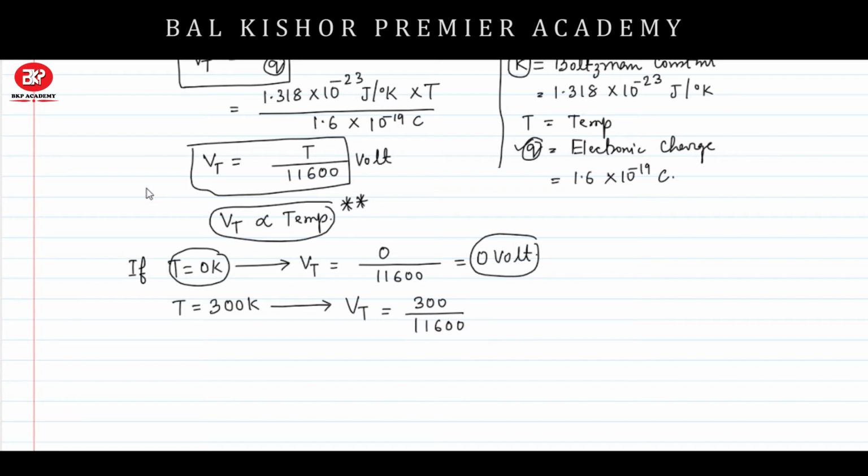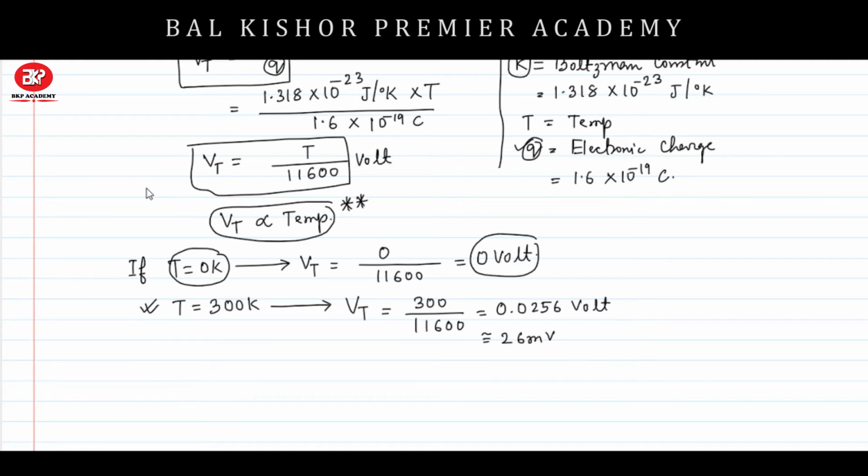600, then it will come out to be 0.0256 volt, or we can say it as nearly equals to 26 millivolt. So from this equation we can see that at T equals to 300 K, the thermal voltage value will be 26 millivolt, which is a very important conclusion of the thermal voltage.